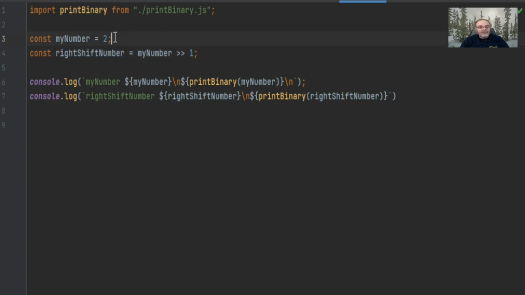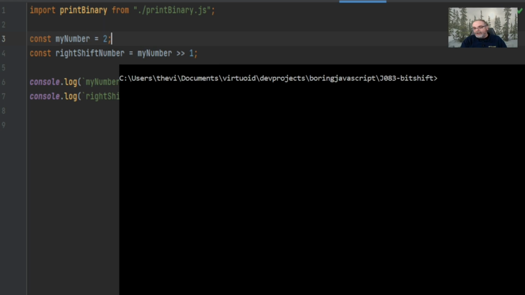And that's it. So in this particular case, I'm going to start with the number 2. I'm going to do a right shift by 1 bit. And just like with left shift, when you shift it by 1 bit, that basically multiplied it by 2. If you do a right shift by 1 bit, it basically divides by 2. So I should expect my right shift number to be 1 while my regular number is 2. So let's take a look at Node and see what happens.